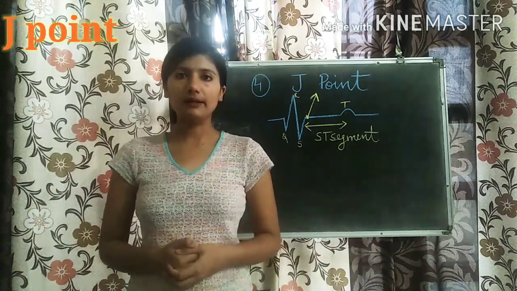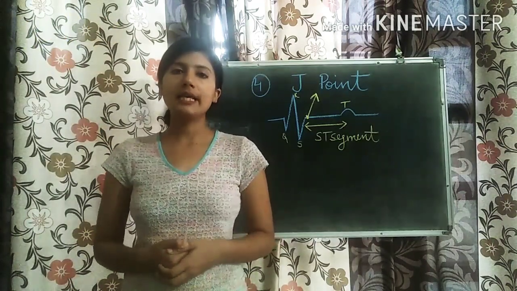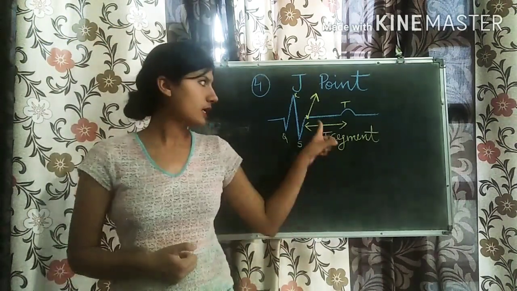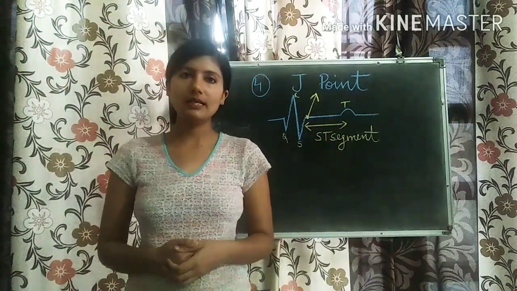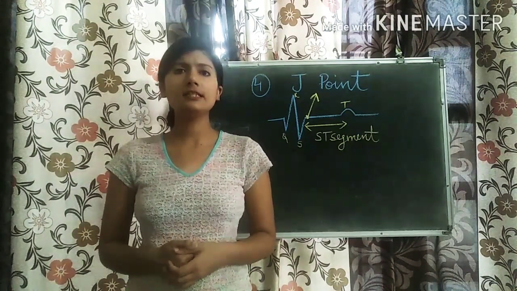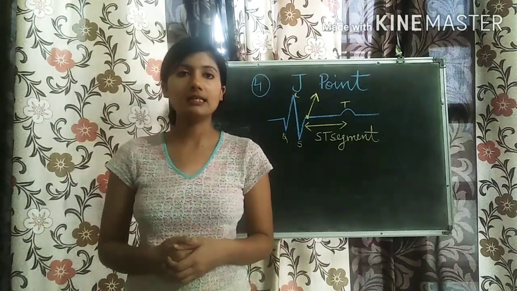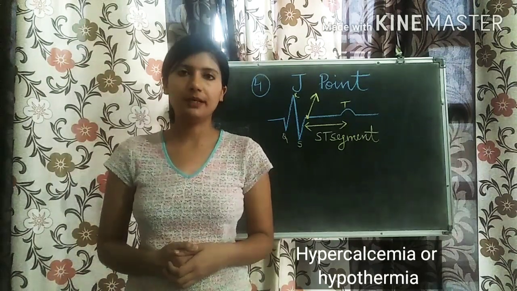Fourth, J point. It is a point where the QRS complex ends and the ST segment starts. It is here. So the elevation of the J point can be a normal variation, but it can be related to pathological conditions, that is hypercalcemia or hypothermia.